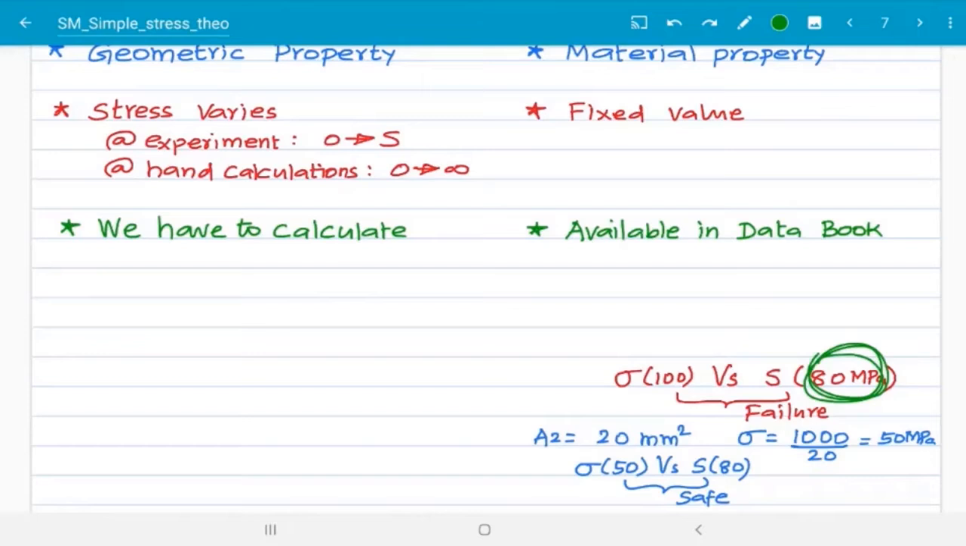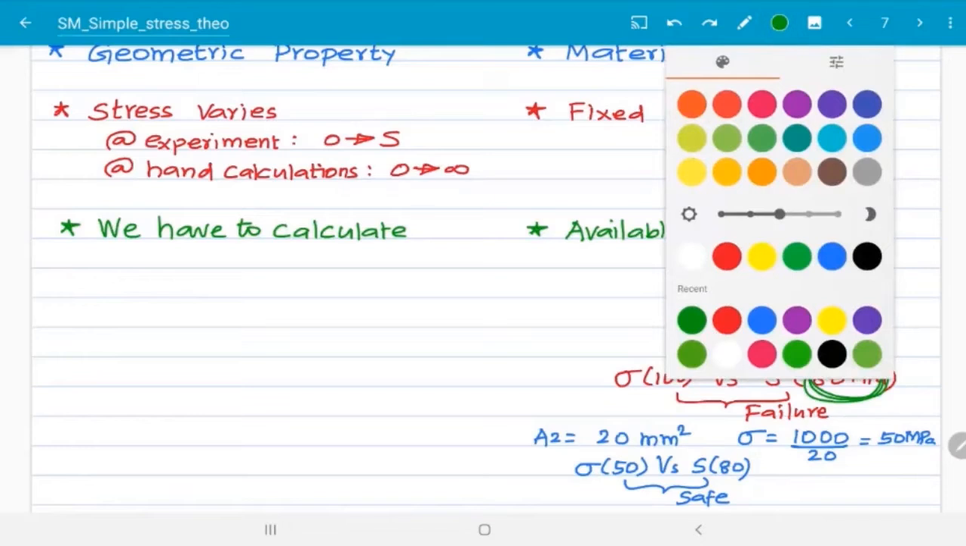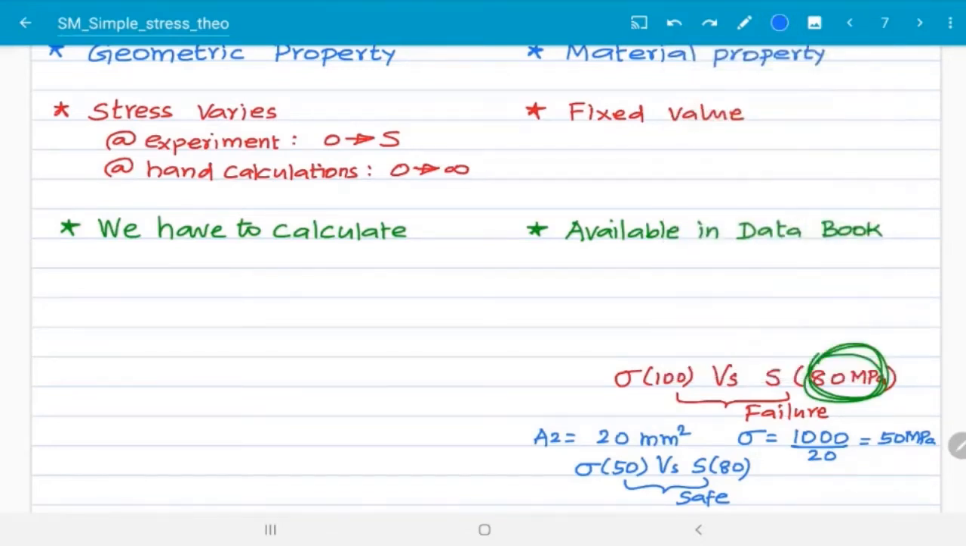Okay, right. Next, what is the unit of stress? Tell me, what is the unit of stress?